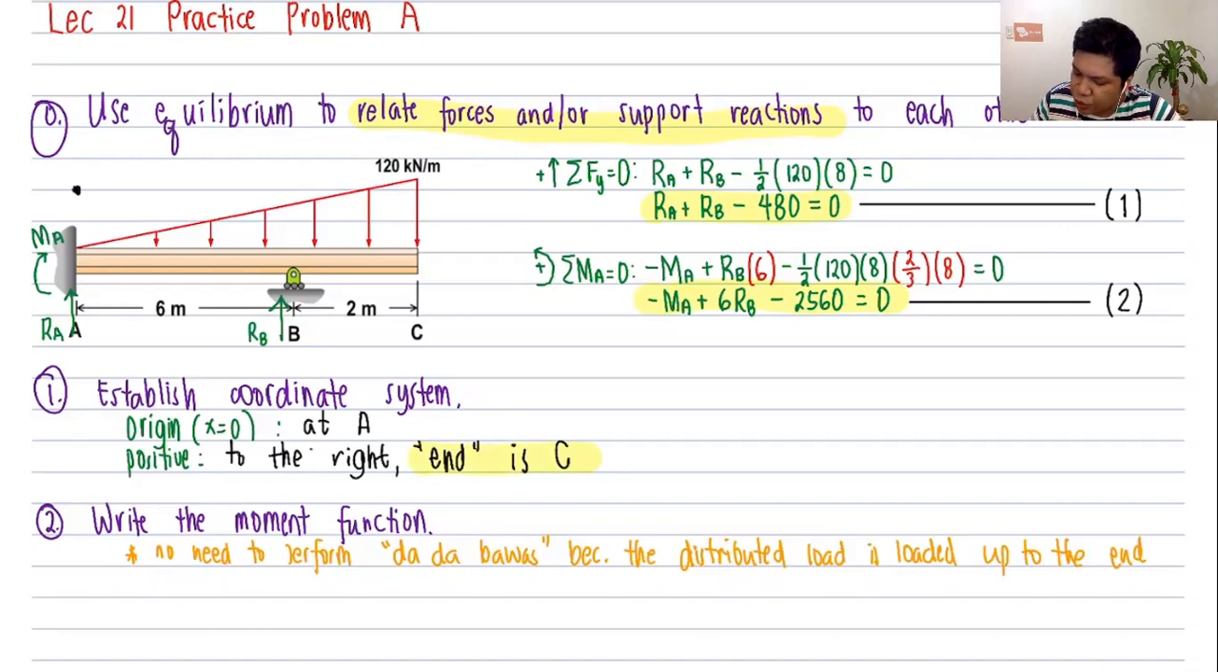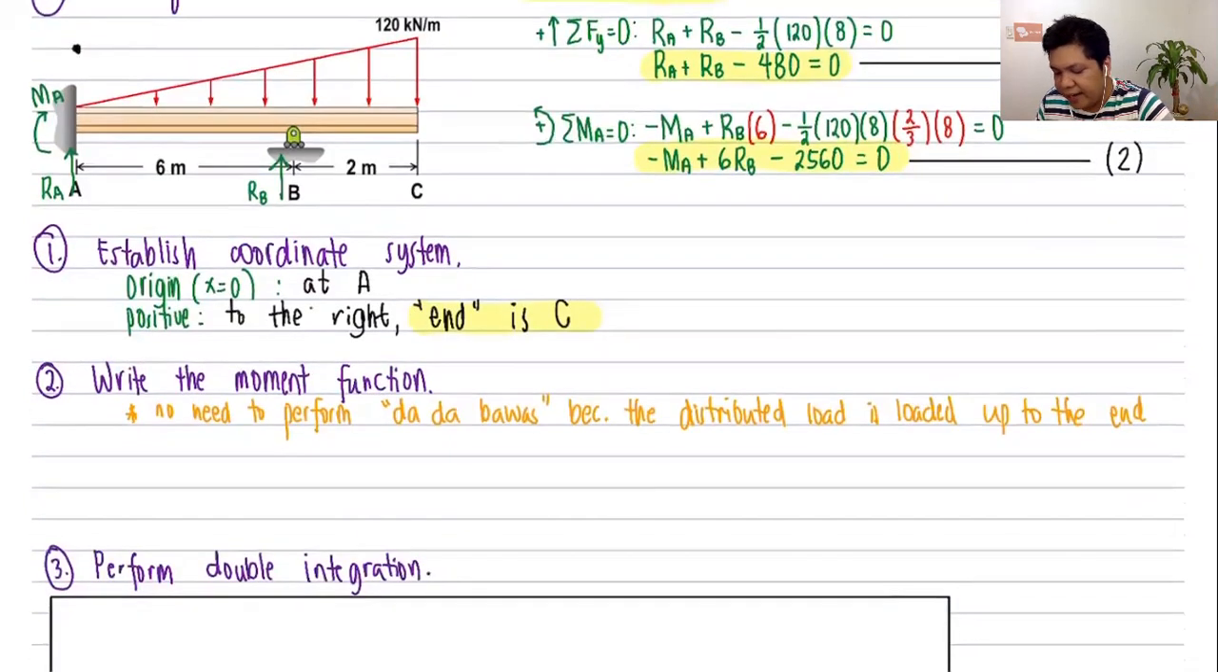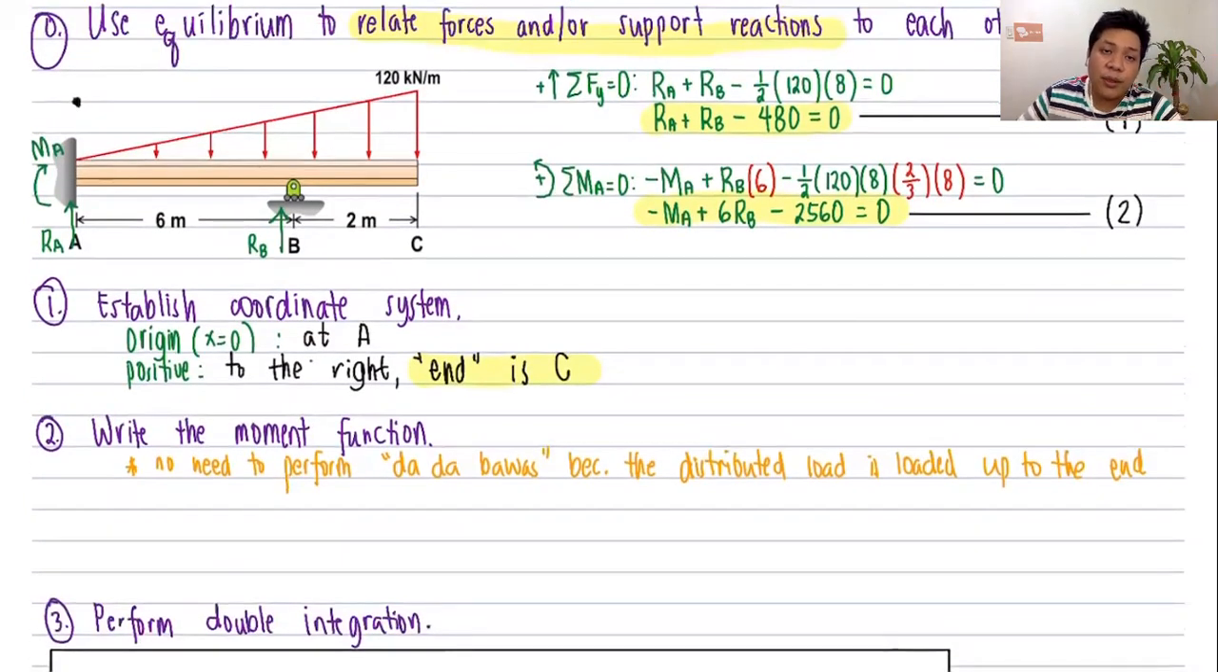Next I need to write my moment function. But then again, there is no force found at the end. Therefore, there is no force that should be excluded in the moment function. Similarly, do I need to perform dagdag bawas? There is no need to perform dagdag bawas because my distributed load is already loaded up to the end of the beam. Is that clear? Therefore, I can now write my moment function.